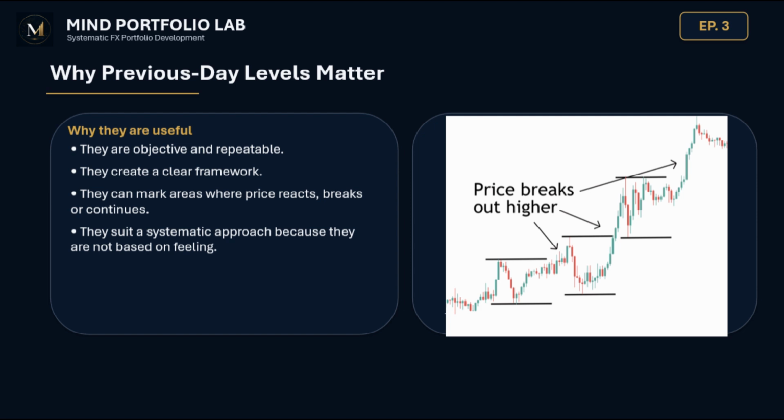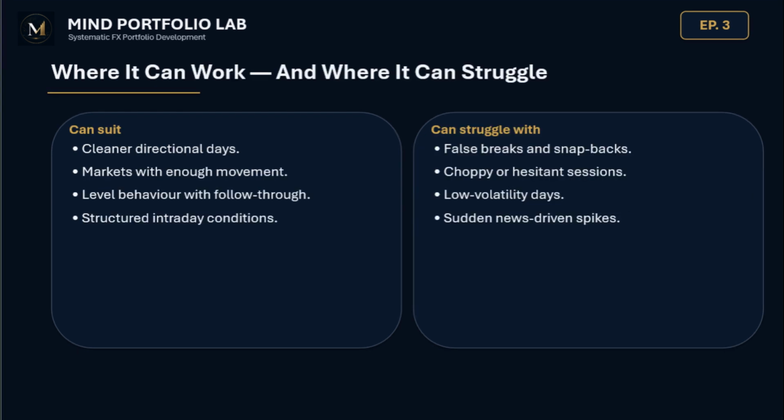The market conditions matter a lot. This type of EA can perform better when the market is moving cleanly. If price behaves clearly around a daily level and there is enough momentum or follow-through, the system has a better chance of doing what it is designed to do. It can also suit days where the market has enough movement. Level-based breakout behavior needs the market to actually move. If price is flat, hesitant, or just drifting around the level, the setup is much less useful.